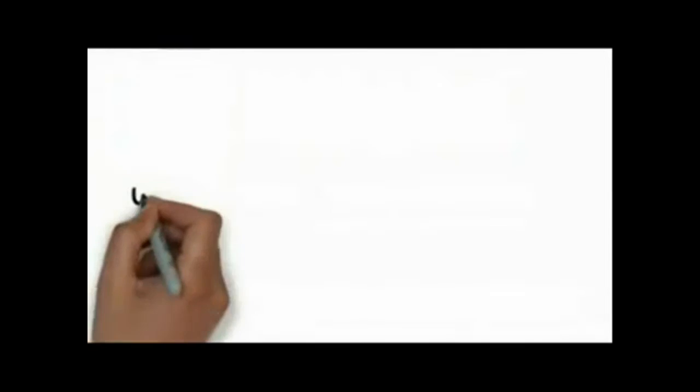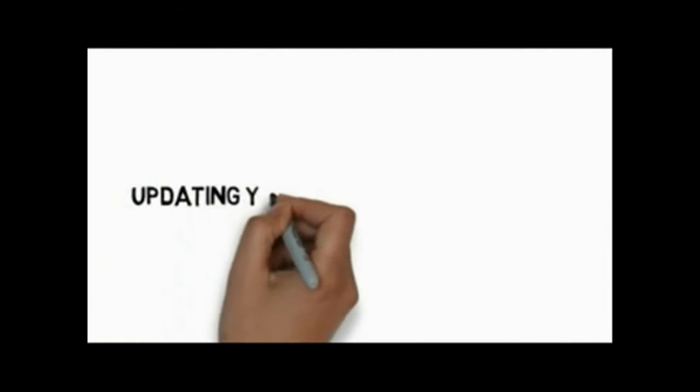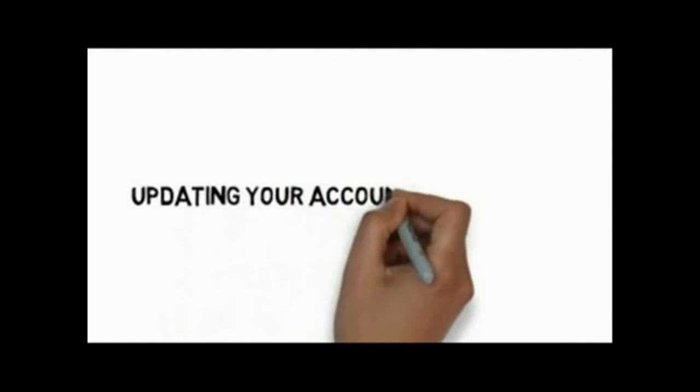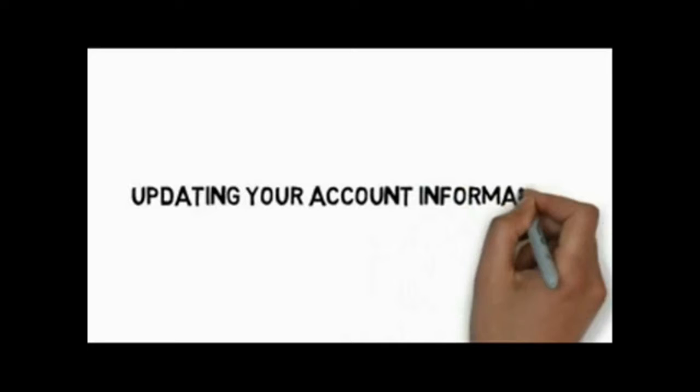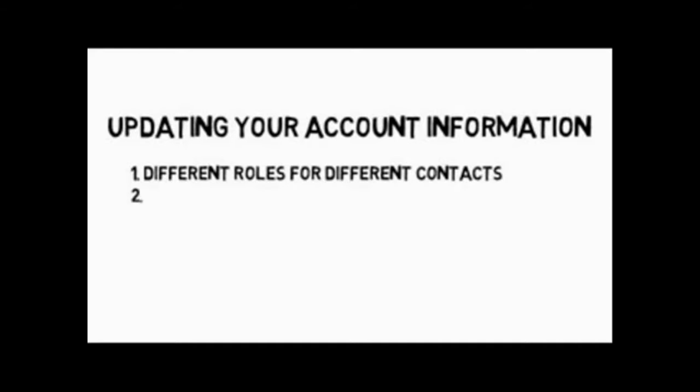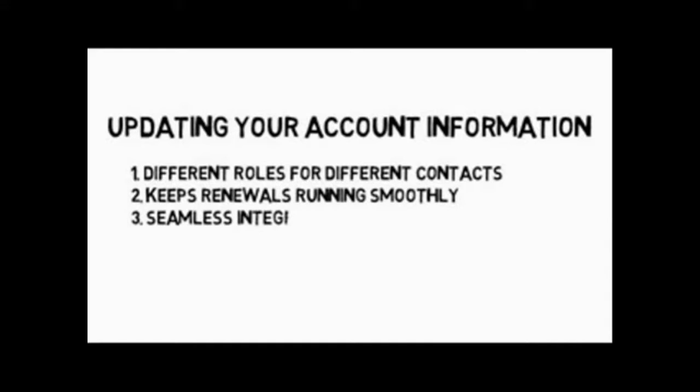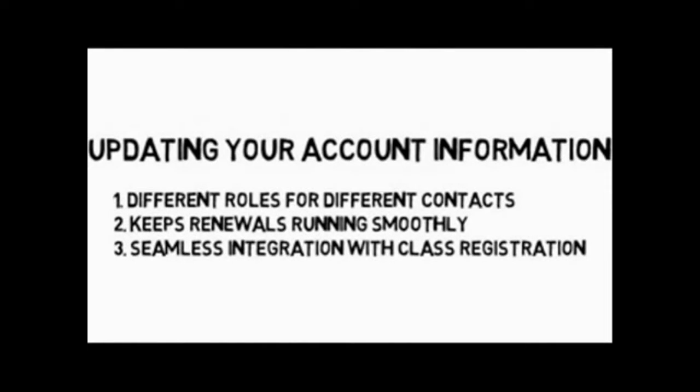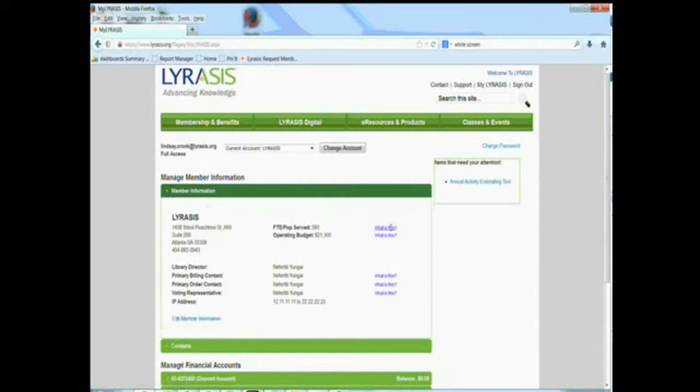It's easier than ever to keep your account up to date in MyLyrasis, and it's more important than ever too. And I'm going to tell you why, or at least the top 3 reasons. First, different contacts get different pieces of information, and you want your quotes and your invoices going to the appropriate person. Second, having your updated IPs means that your access stays on, and having your FTE means that you get quote prices more quickly. Finally, the seamless integration with class registration is a benefit you're going to want to take advantage of. Let's make some edits.